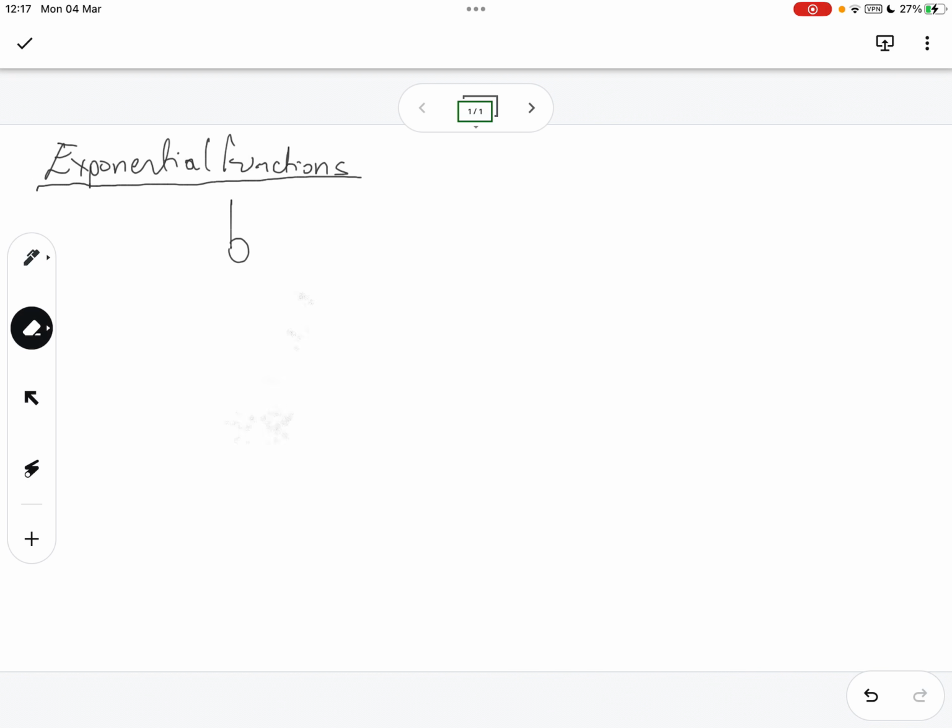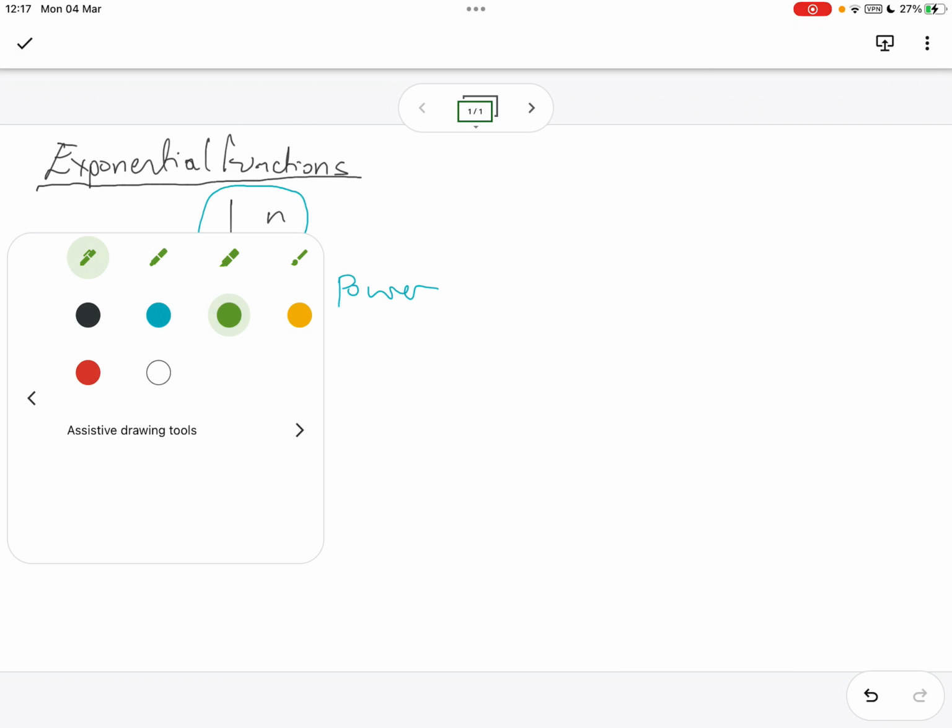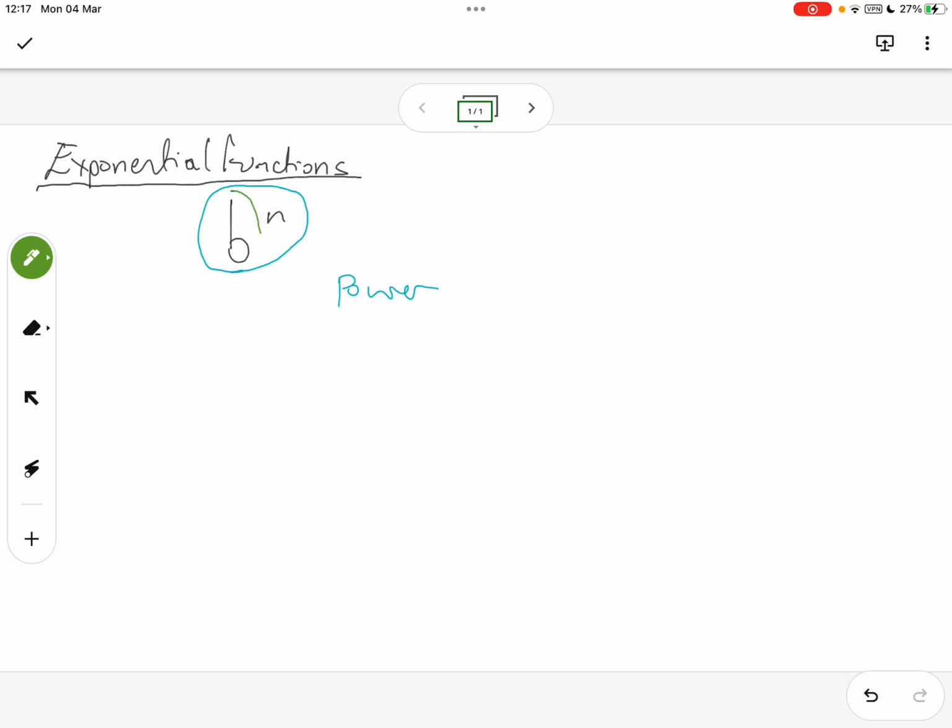So we've got something that looks like that, right? And this is b to the power x or n. And then, I don't know if you remember your terminologies, but all of this here is called a power. The letter b alone is the base. And this here is the exponent or index.